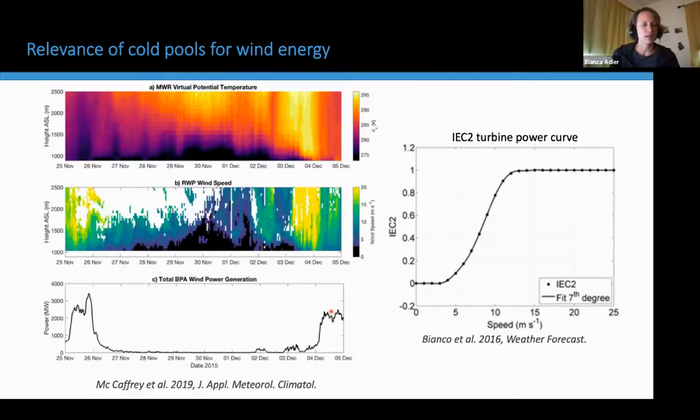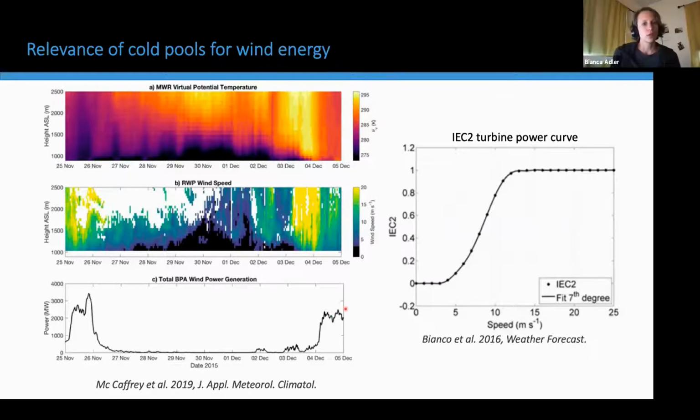However, models still struggle with that, and this is partly because cold pools occur in complex terrain, which is challenging for all kinds of models. And the other reason is that the multi-scale processes involved in the cold pool evolution, maintenance, and decay also impose a challenge for the models.